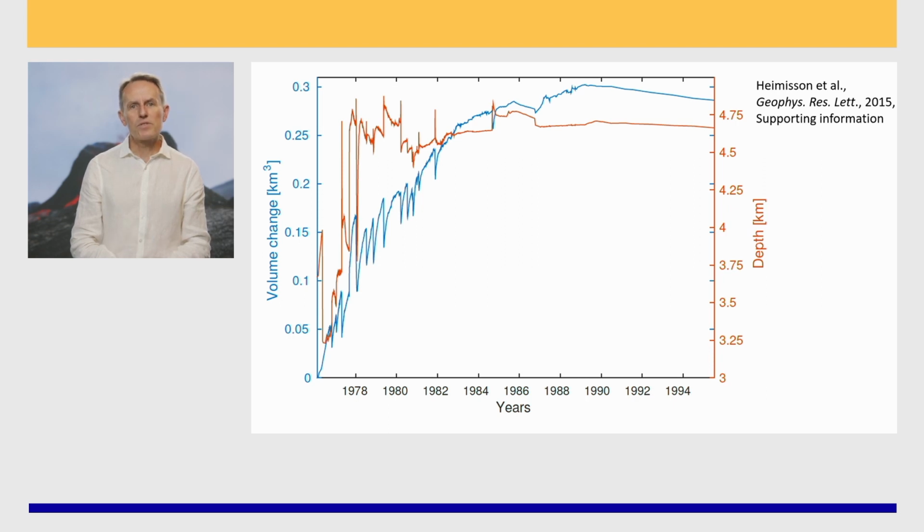The graph shows that when the main jumps occur in the best fitting depth, there is also a jump in the inferred volume change. Some of these jumps would go away if the depth would be held fixed when deriving the other model parameters.